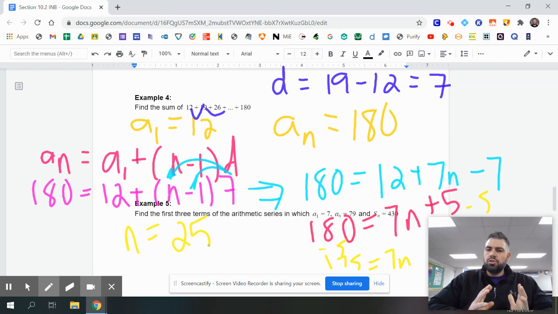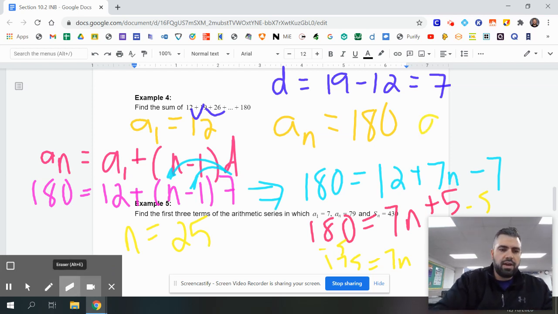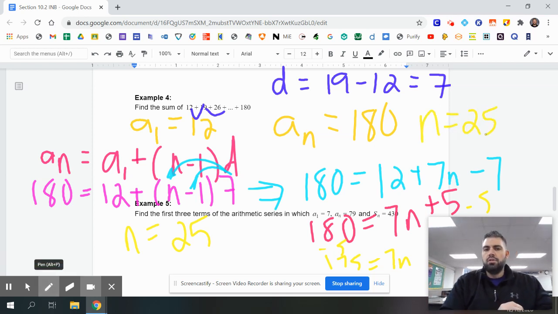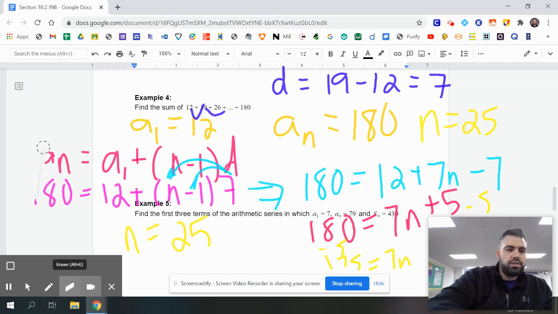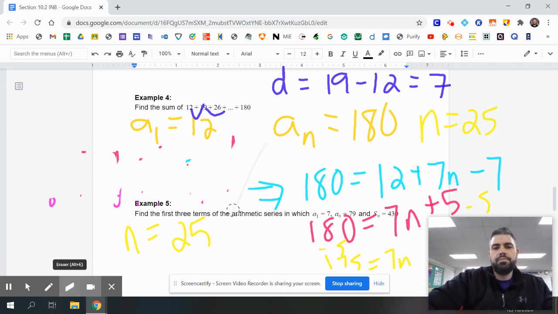Okay? So you might think, okay, sweet, so we got 25, but what does that mean? Because we're supposed to find the sum of that series. So let's write that down. n is now 25. We know that. So now I have my first term, I have my last term, and I have n. So now I can use that first equation of partial series to figure out the sum.